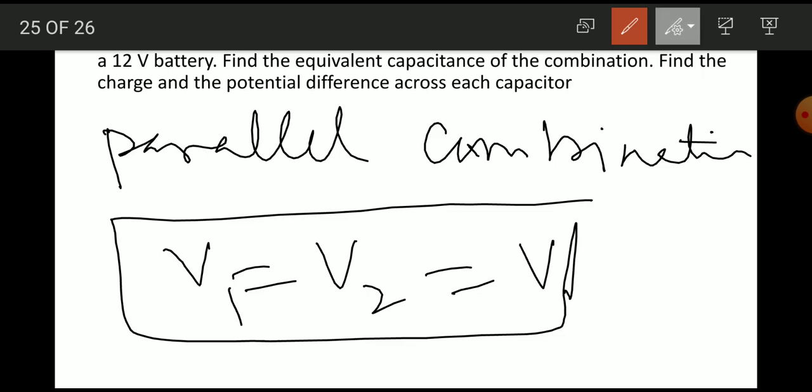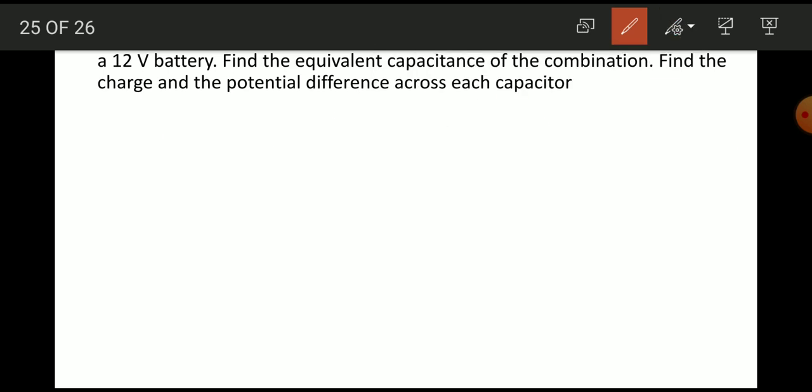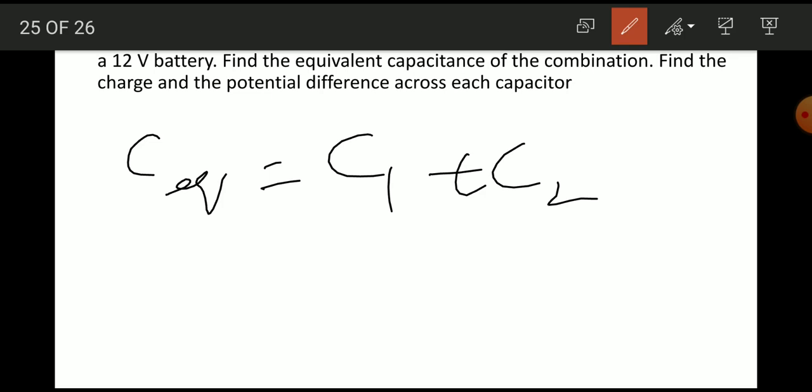Now you will write the data by yourself. C equivalent will be equal to C1 plus C2. You will get the answer. Next we have to determine the charge. The potential difference across each capacitor will be the same as that of the battery due to the parallel combination of capacitors.